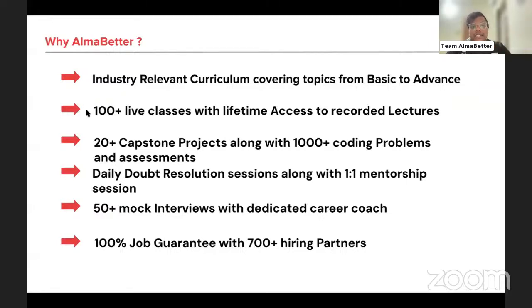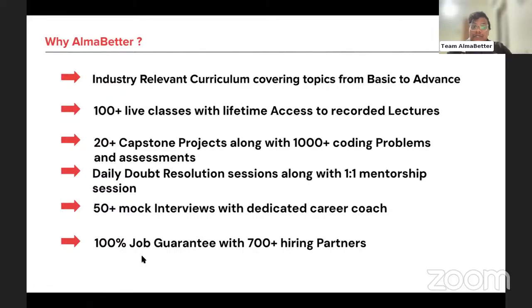There are more than 100 live classes. You can access them throughout your life, till whenever you wish to access them. There will be a recording of each class in the dashboard. There are over 20 capstone projects along with 1,000 plus coding problems you can do to get hands-on experience on how data science works. And you will get daily doubt resolution sessions. You can connect with mentors and ask them doubts. And there are more than 50 mock interviews with a dedicated career coach.